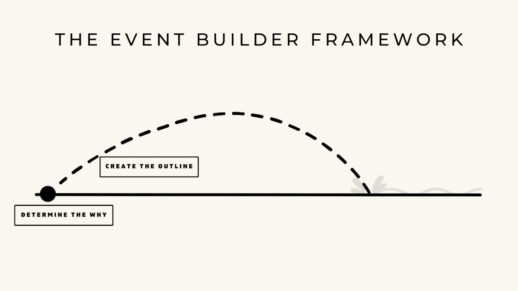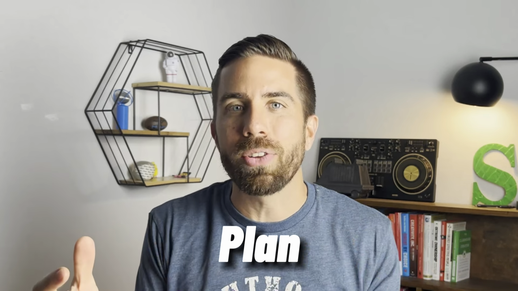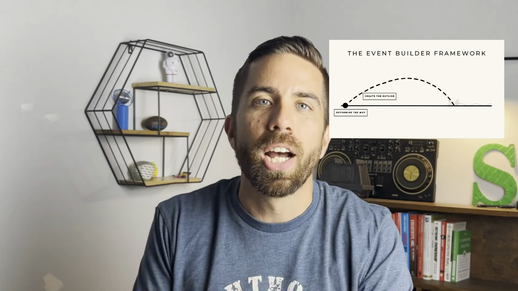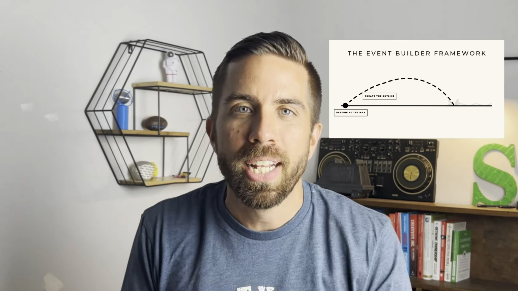And then step number 2 in the event builder framework is to create the outline. And that correlates with the second P in the 5 Ps of event planning, which is the plan. So when we're creating the outline, we're creating the general plan. We're imagining this dotted line where we're saying, hey, this is where we think it's going to go and where we think it's going to end up. And this is how big of a splash we think it's going to make. And so we're creating the idea in our heads and we're writing down the outline on paper.